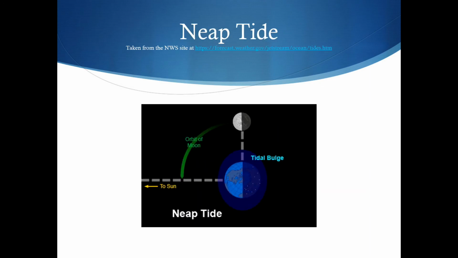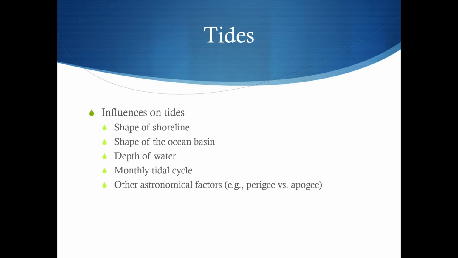So we've got the sun off to the left again, the moon up to the top. Notice how the bulges kind of cancel each other out, because the sun is trying to bulge left and right, and the moon is trying to bulge top and bottom. So those bulges work against each other, and we get the lowest high tides and the highest low tides. That's called neap tide.